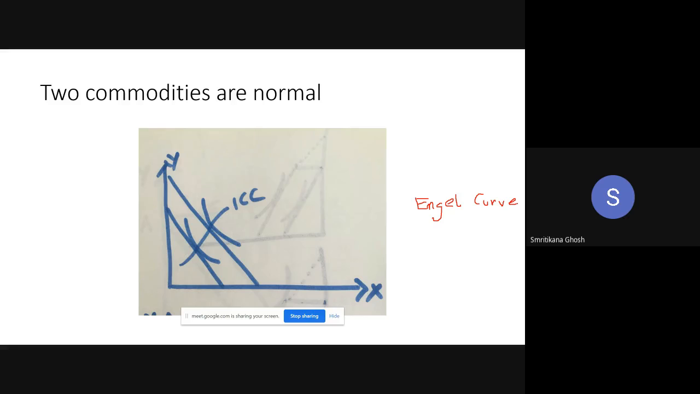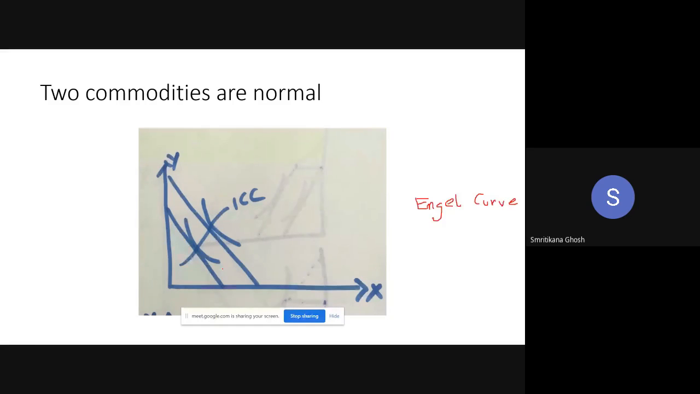Okay. So what is Engel curve? Can you understand what I have written here? Engel curve, E-N-G-E-L, Engel, C-U-R-V-E. This is named after the economist Engel. It is derived by this economist. The economist is saying that if you are changing the income level, your equilibrium output is changing. So the Engel curve shows the relationship between the income level and the corresponding equilibrium consumption of any of these two commodities.